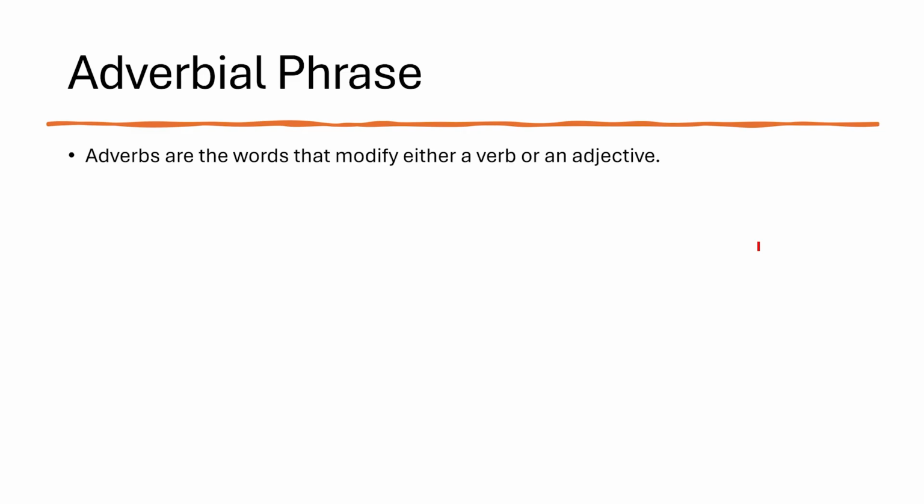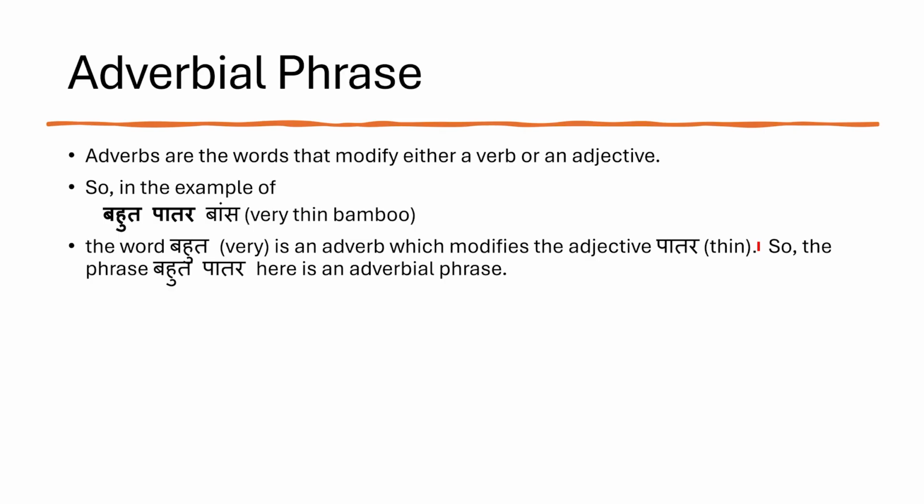Adverbs are the words that modify either a verb or an adjective. So, in the example, bahut patar baans, very thin bamboo. The word bahut is an adverb which modifies the adjective patar. So, the phrase bahut patar here is an adverbial phrase.